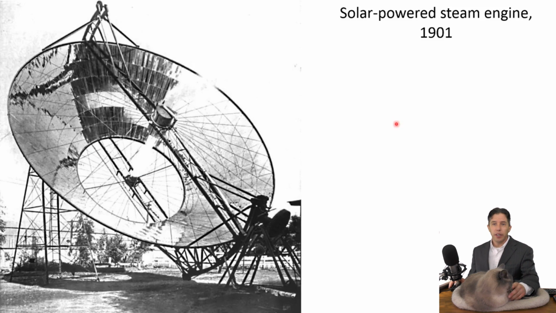And this is not a new idea. So here's one from 1901. This is a solar-powered steam engine. It's the same idea, that you've got parabolic mirrors that are boiling water here that makes steam and turns probably a piston on this one instead of a turbine. But this is a solar-powered steam engine. So this is an old idea.